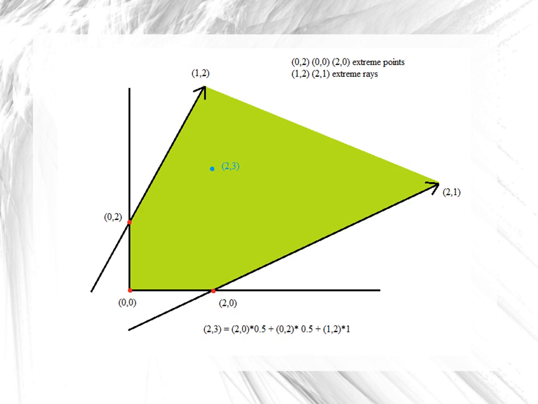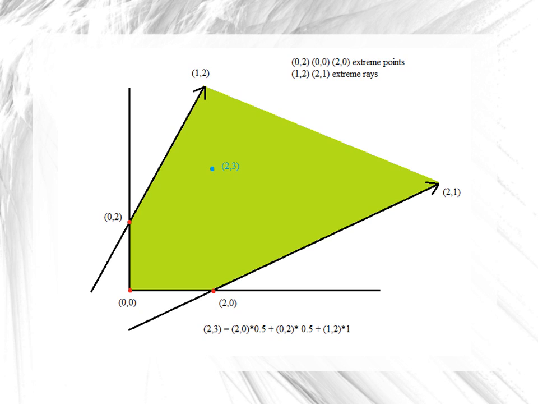So we can take a look at the point (2, 3). (2, 3) can be represented by the extreme points (2, 0) and (0, 2). The multipliers on these two extreme points are both 0.5, and we note that they sum up to 1. The extreme ray is (1, 2) with a multiplier of 1.